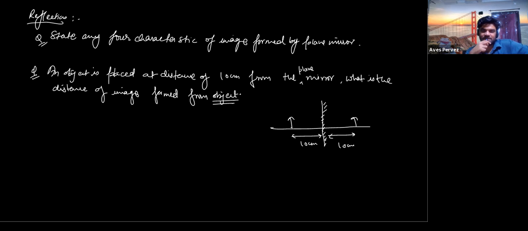Okay, four characteristics. Then next one is, an object is placed at a distance of 10 centimeters from the plane mirror. What would be the distance of the image from the mirror? So I said that it will be 20. Okay, got it? That's very easy.